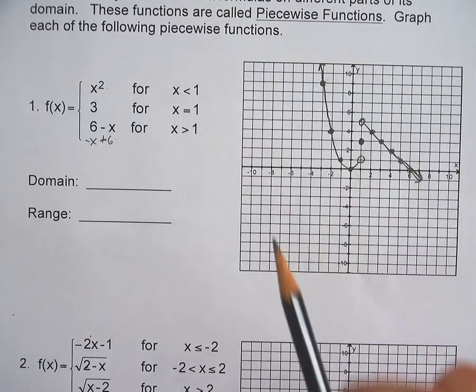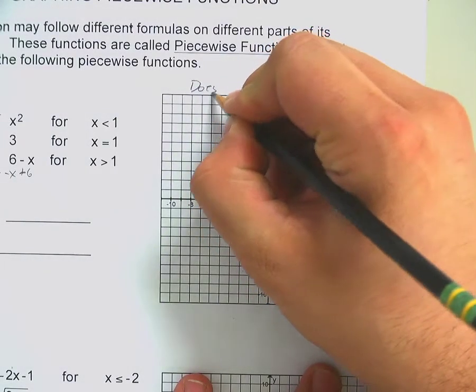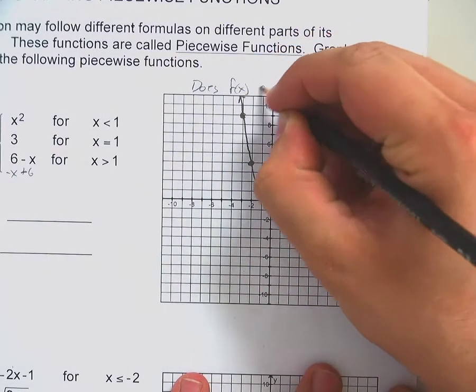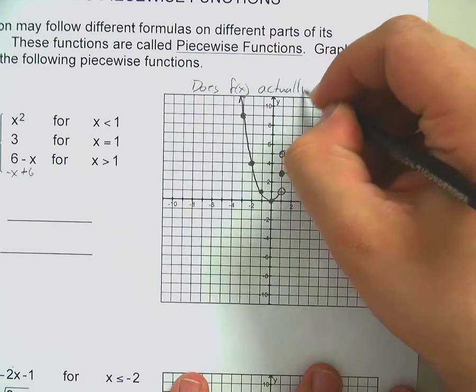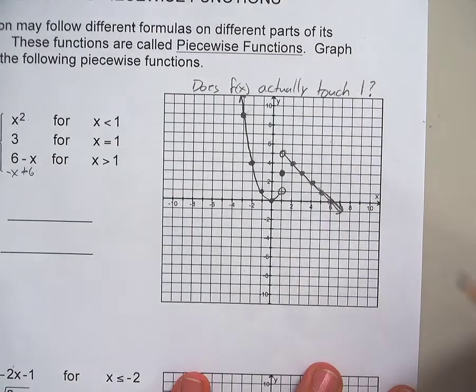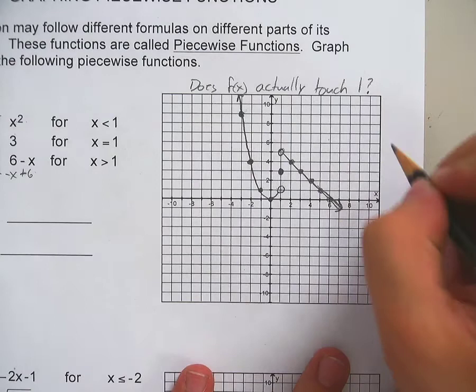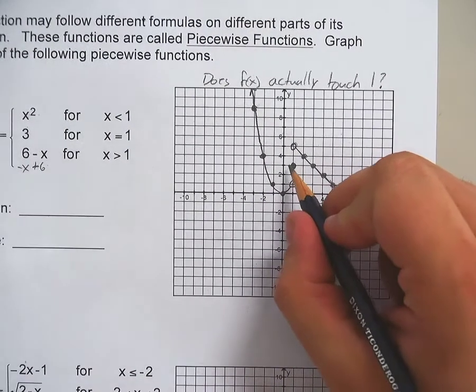So the question you're going to ask yourself, I'm going to write this up top: does f of x actually touch 1? And I'm talking about my x value. Does it actually touch x equals 1? And in this case, it does right here.